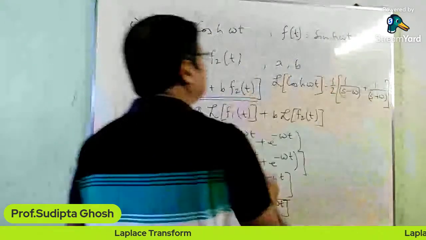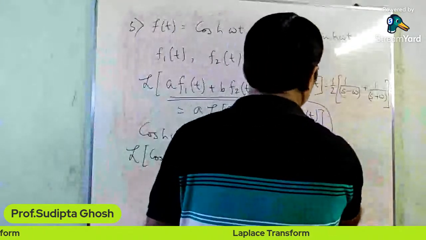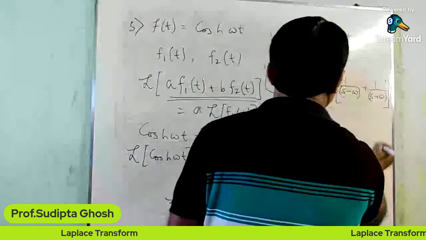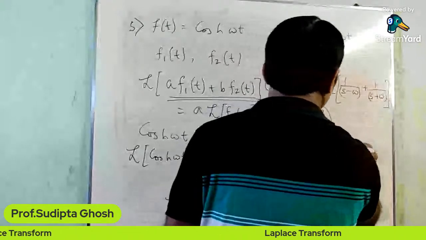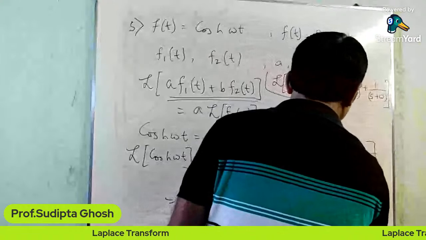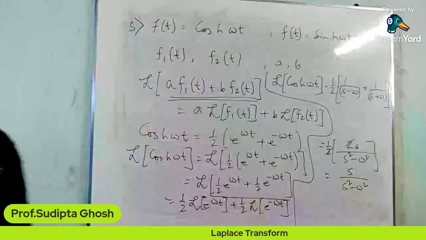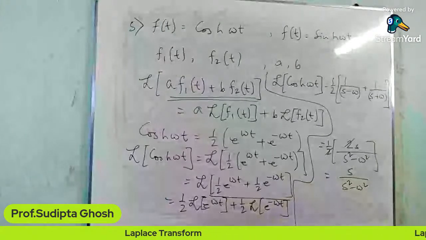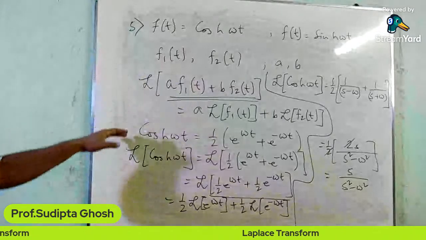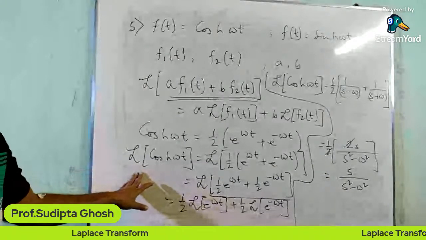So these are the values we have derived right now. Now you can simplify this further. It will have s square minus omega square, so s plus omega plus s minus omega will be twice s. Cancelling 2 here, we have s by s square minus omega square, and that is the value of the Laplace transformation of cos hyperbolic omega t.